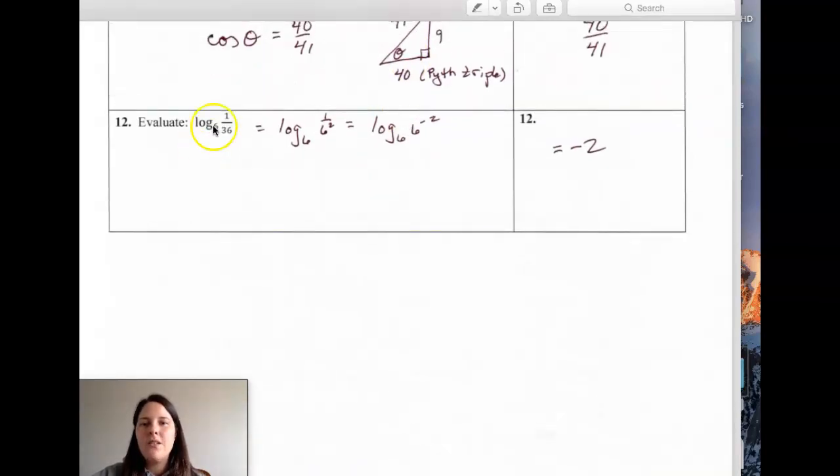And finally, number 12, thinking of those log rules. 6 to what power gives you 1 over 36. Some of you might be able to think about that with no work, but I wasn't initially thinking I'd create a video for those, so I wanted to make sure I was really clear with my work. Turning that 36 into a 6 squared, and then using our power rules, making it a 6 to the negative 2. Therefore, 6 to the negative 2 power gives us 1 over 36.